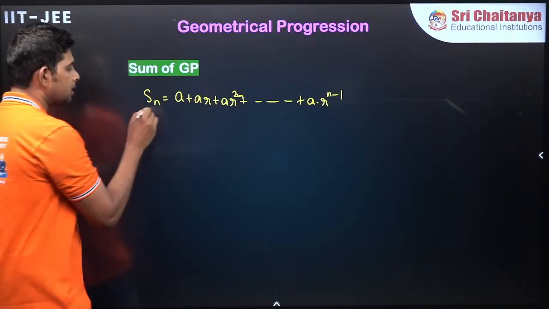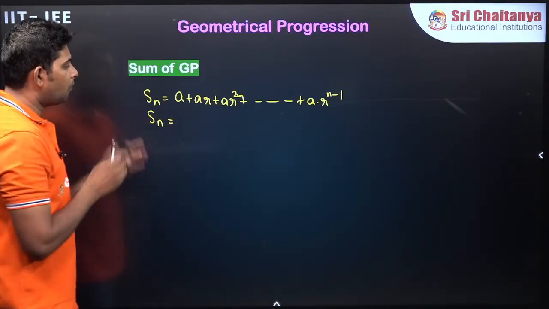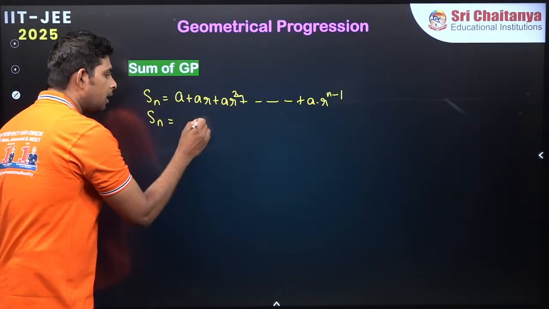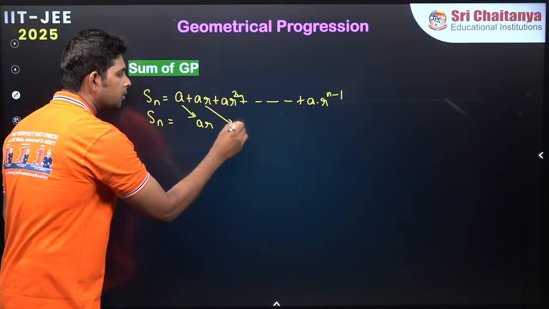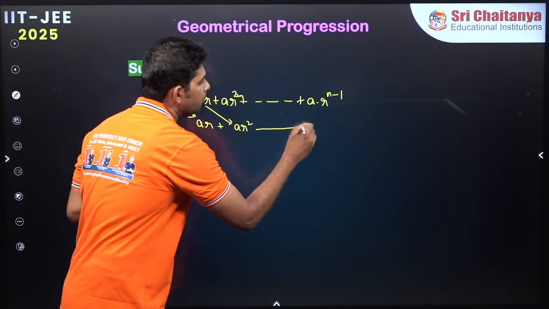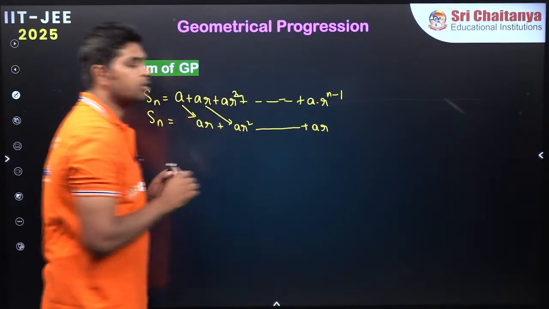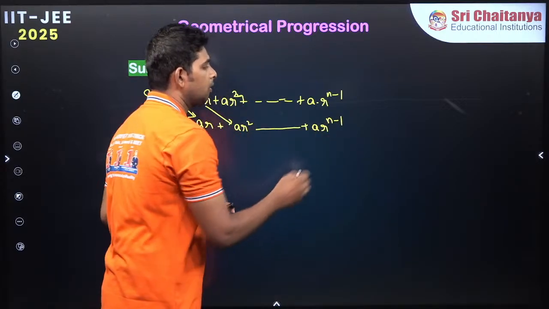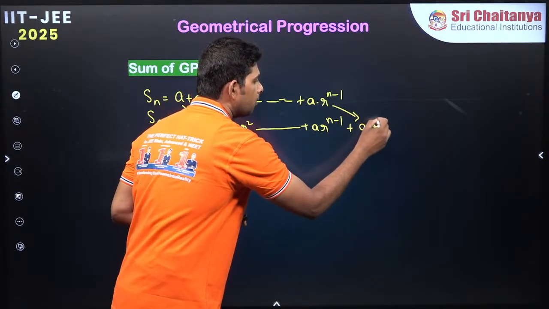Sn, but here R is there. What if I multiply all the terms by R? So this is going to give us AR, A into R, AR square, and so on, up to A into R power n minus 2 into R, giving us A into R power n minus 1, and now plus the last term, which becomes A into R power n.